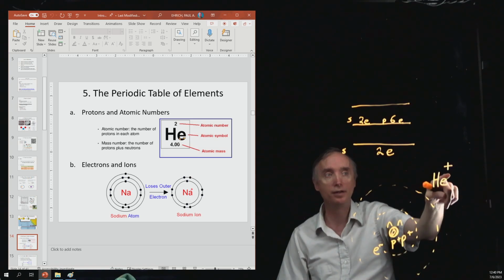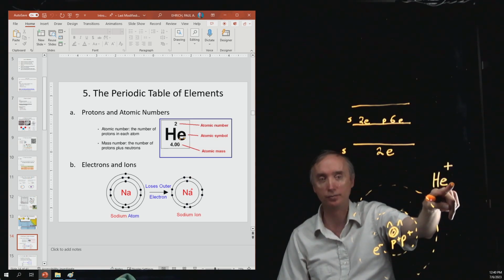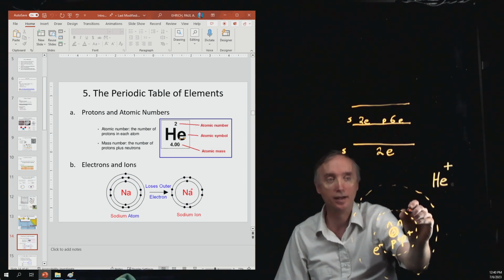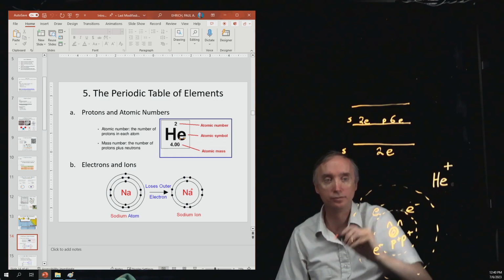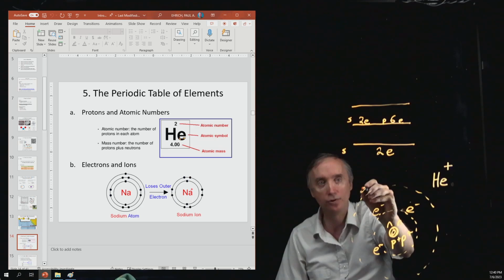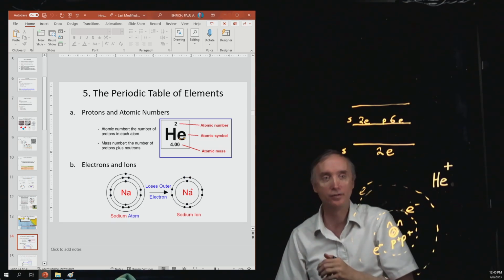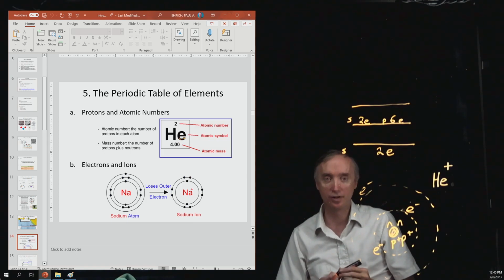Now, what would it mean if it was a negative helium? Then it would have a net negative charge, which would mean that it had an extra electron in orbit. Well, actually, we need to put it up here. But the point is, you'd have to have an extra electron in there in order to do that.